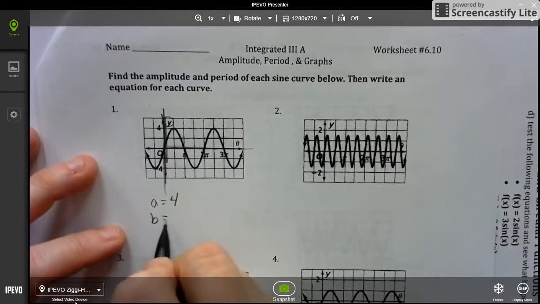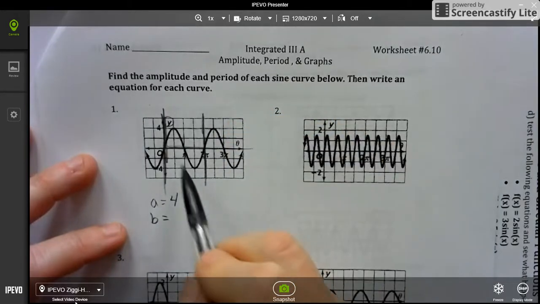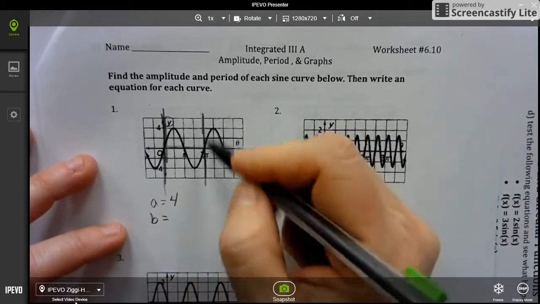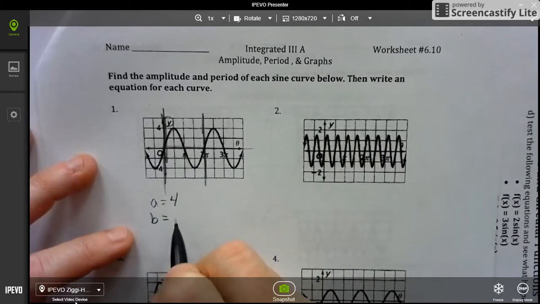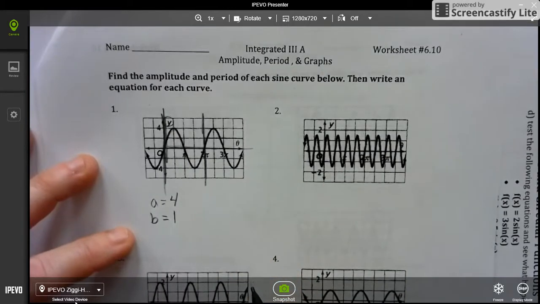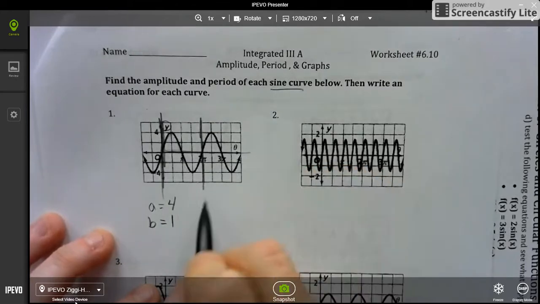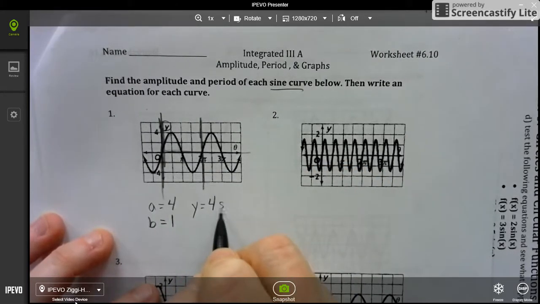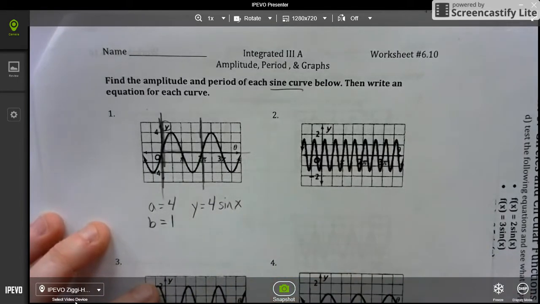Your b value, remember, is the number of cycles or periods your graph makes between 0 and 2 pi. So I try to mark that off. If I count how many times it goes through a high-low cycle to come back to that, in this instance, it's 1. So b is 1. So it's asking you to write a sine curve. So we're going to do y equals 4 is the amplitude, goes in front of sine, and b is 1. So this is just going to be 4 sine of x.